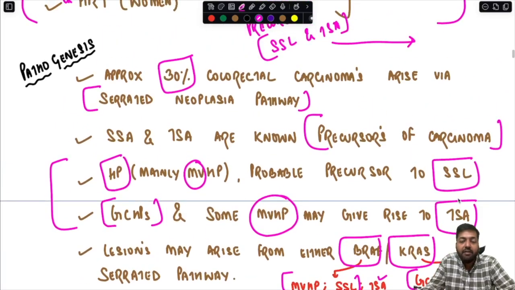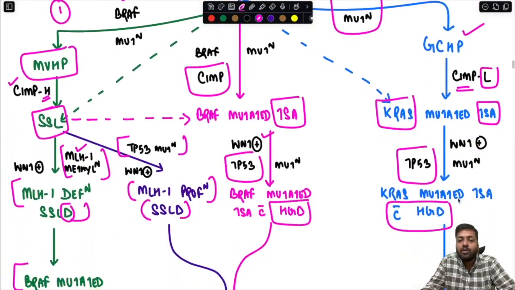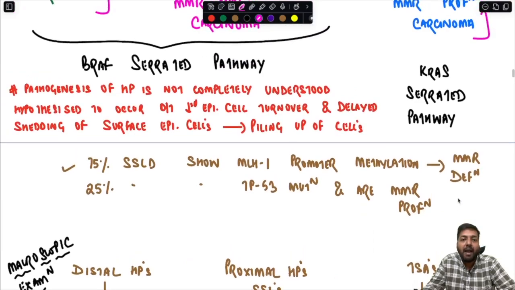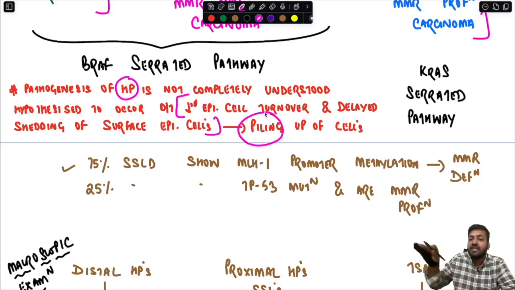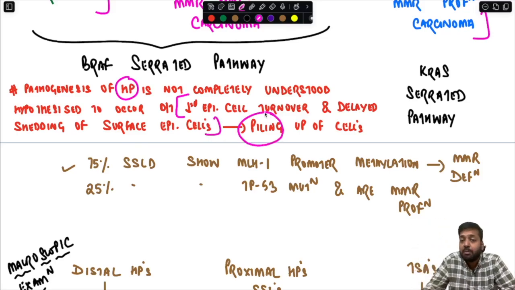Okay, very important. Now one more thing I would like to discuss before I go into the macroscopic and microscopic examination of these polyps. Remember, the pathogenesis of hyperplastic polyp is not completely understood, but it has been hypothesized to occur due to decreased epithelial cell turnover and delayed shedding of the surface epithelial cells, which leads to piling up of the cells, leading to hyperplastic polyp formation. This explanation has been given in Robbins, so that is why I have given it. Maybe some examiner can ask you this.